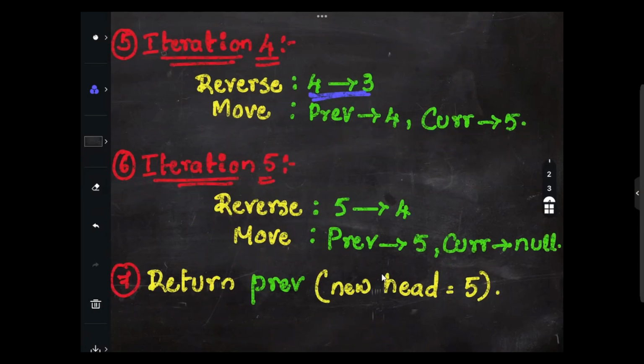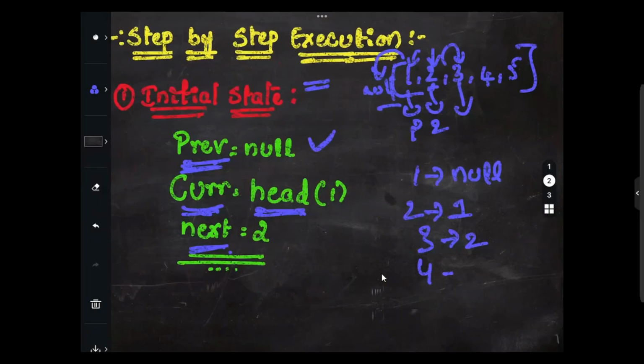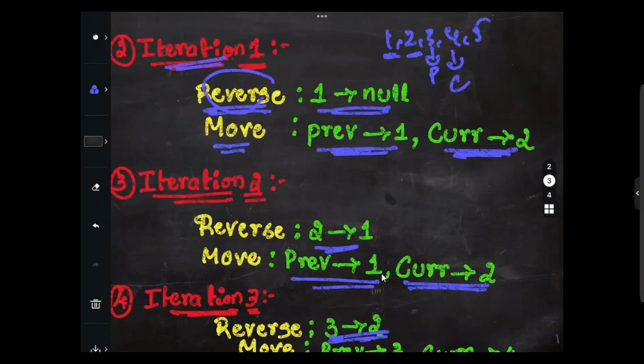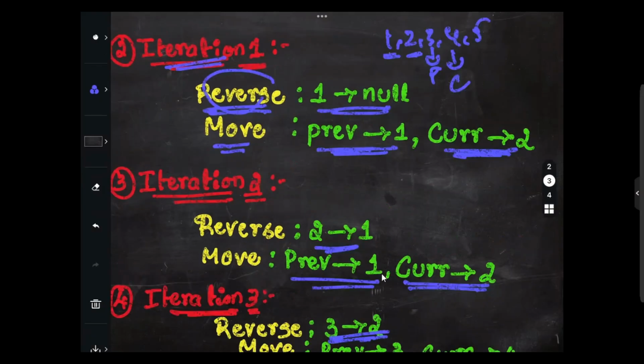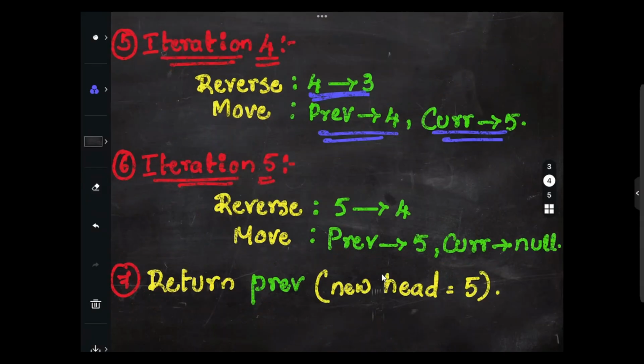Now we will reverse 4 to 3. So now what happens here in this case? Previous becomes 4 and current becomes 5. Now previous was 3, now previous becomes 4 and current becomes 5. We are moving step by step, right?